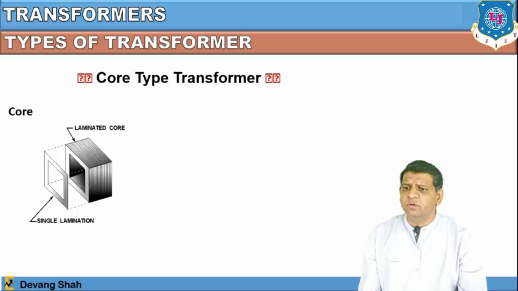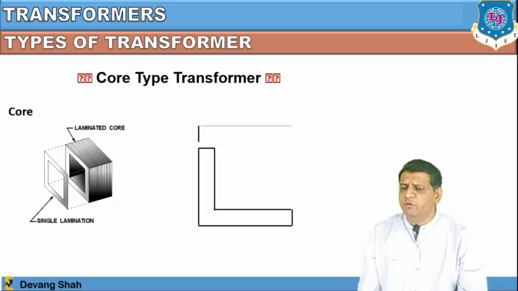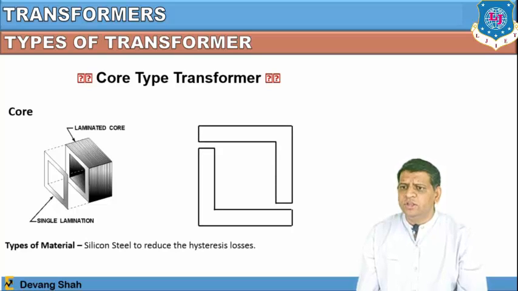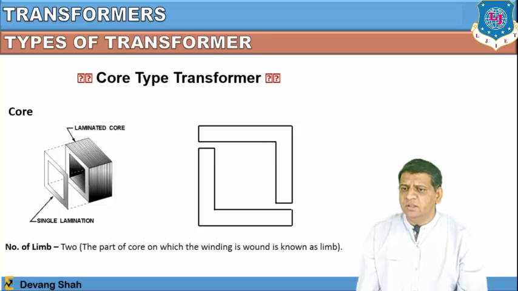So this is a part of the core where you can see the single lamination strips are used. Those strips are made up of magnetic materials like iron or steel, and are laminated. This type of strips are connected together, and that becomes a core, right? So here you can see these strips are in the form of an L shape. This core is made up of silicon steel to reduce the hysteresis loss, and the core is laminated to reduce the eddy current loss, where you can see there are two limbs. The limb is nothing but the part of the core on which the winding is wound. So you can see here there are two limbs.